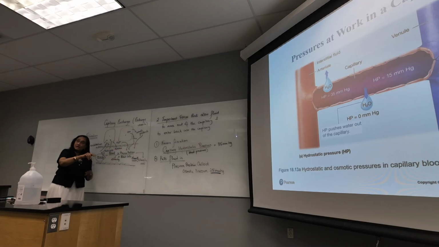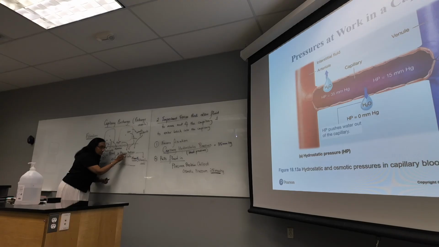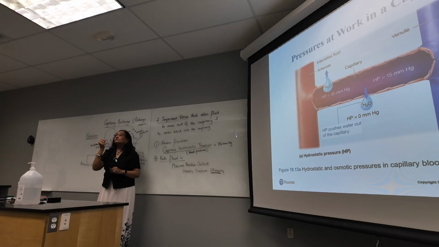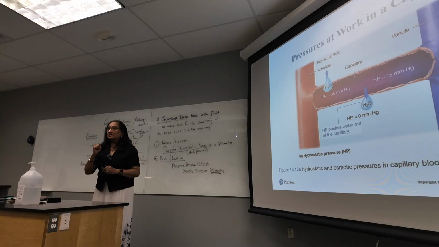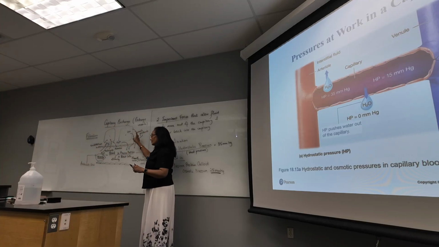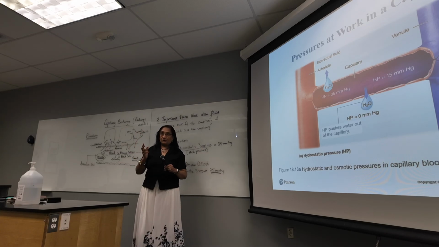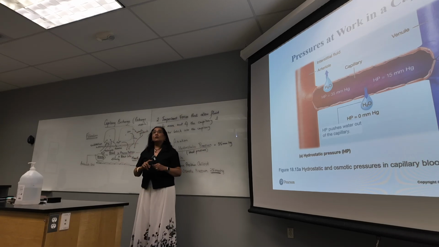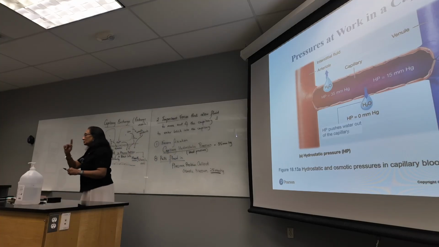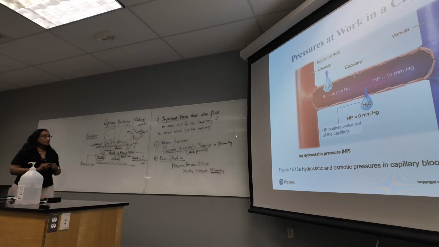On the venule end, because the plasma protein colloid osmotic pressure is stronger, it pulls the fluid back into the blood vessel. But when it pulls it back, it also drags the carbon dioxide and the other waste products which have to be thrown out of the body. Okay? So this is a simplified version of capillary dynamics.